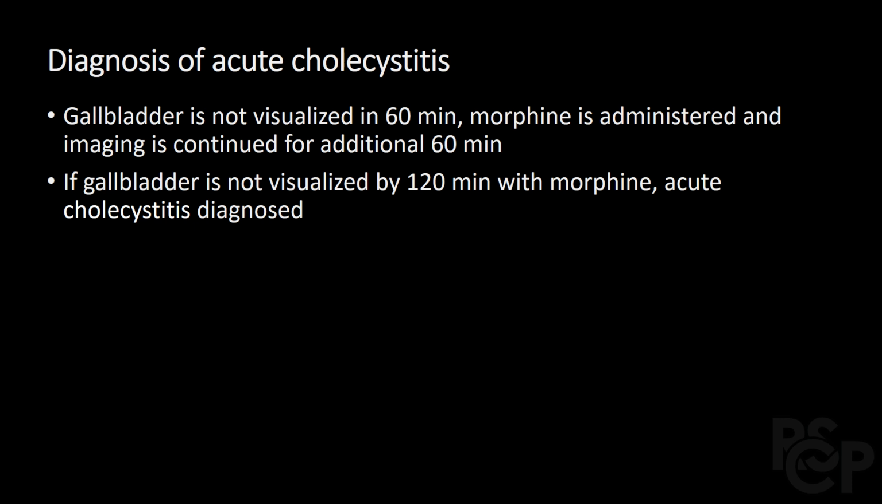One of the most common pathologies diagnosed by HIDA scans is acute cholecystitis, and it follows this criteria. If the gallbladder is not visualized in the 60-minute time frame, then morphine is given. This is usually at a subtherapeutic dosage, which allows for contraction of the sphincter of Oddi, and an additional 60 minutes of imaging is conducted. Now, if the gallbladder is still not visualized at the 120-minute mark, after morphine has been given at the 60-minute mark, then acute cholecystitis is diagnosed.